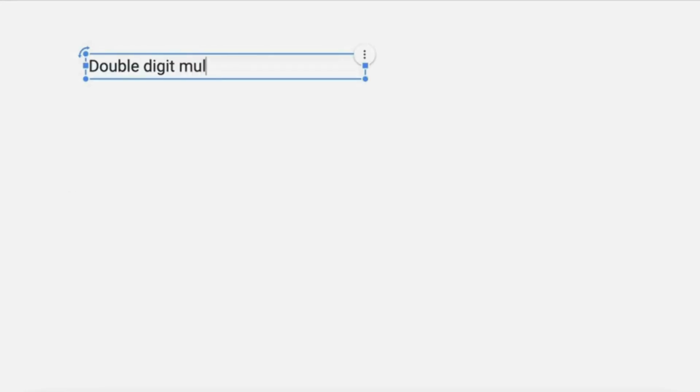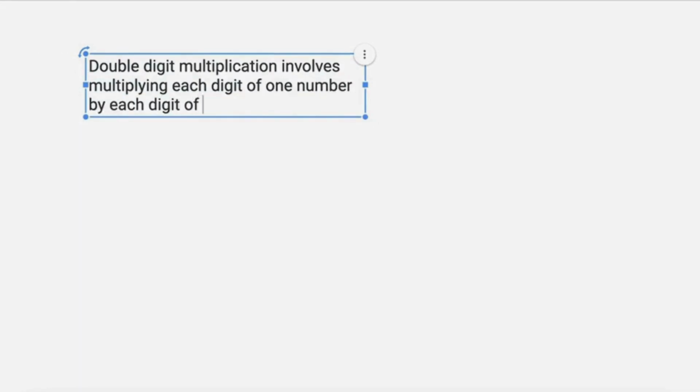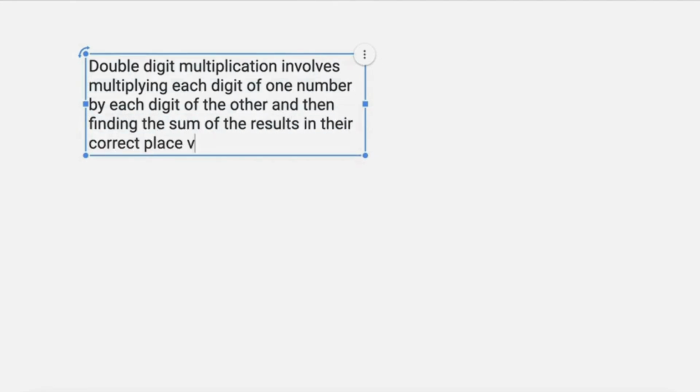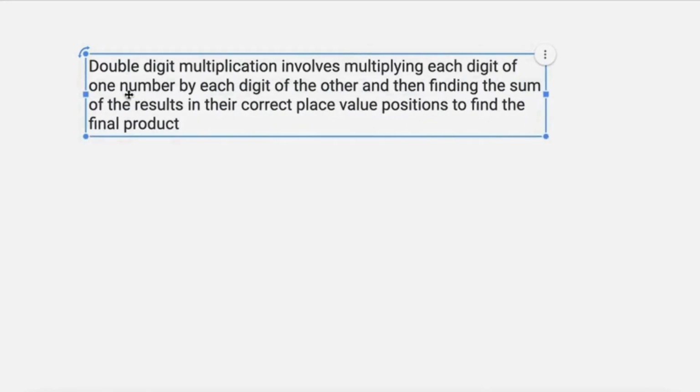Hi everyone, today I'm going to be showing you guys how to do double digit multiplication. Double digit multiplication involves multiplying each digit of one number by each digit of the other, and then finding the sum of the results in their correct place value positions to find the final product. Now that probably sounds a bit confusing, so I'm going to model this out with an example.